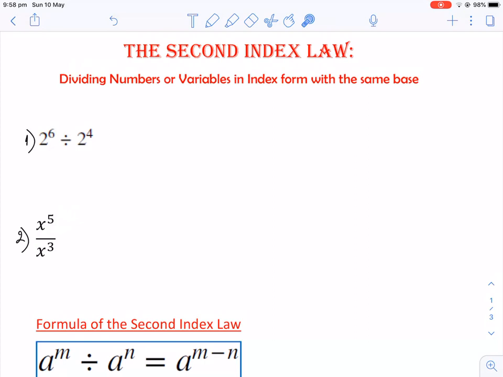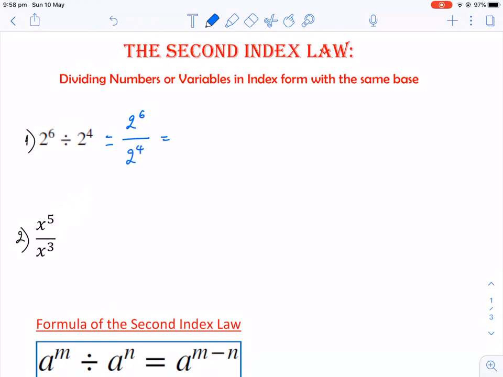With the first example, I have 2 to the power 6 divided by 2 to the power 4. These two numbers are in index form and with the same base, which is 2. So the base is 2, they are the same. So definitely I can apply the second index law, but let's check it without the second index law. How does it work? When I do it manually, I have to rewrite these two numbers in factor form. So 2 to the power 6 divided by 2 to the power 4.